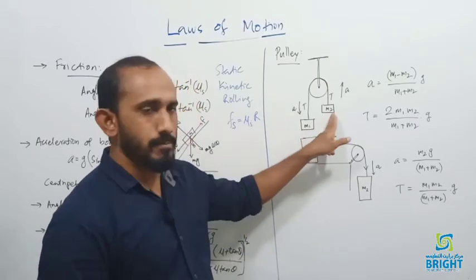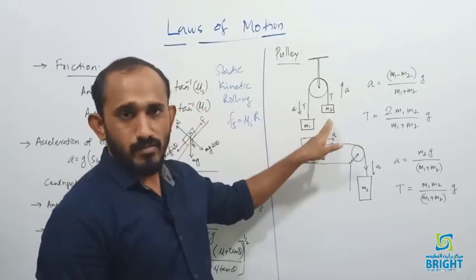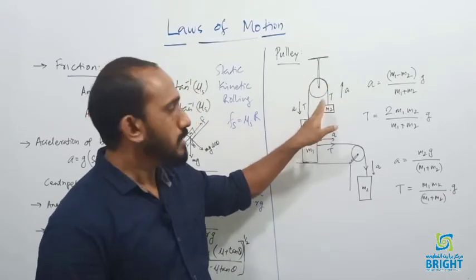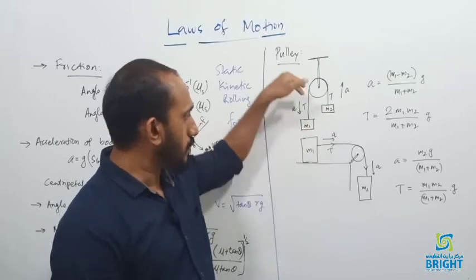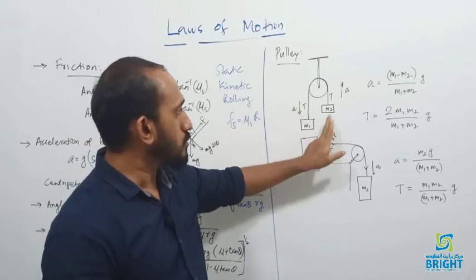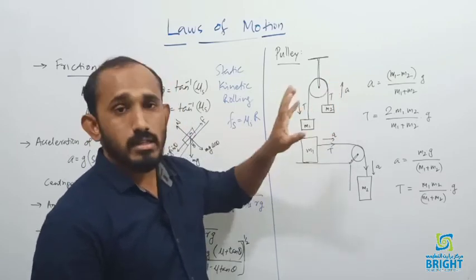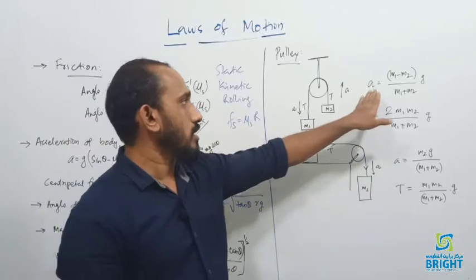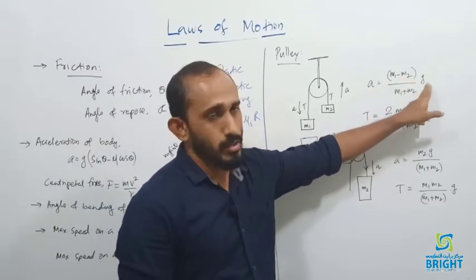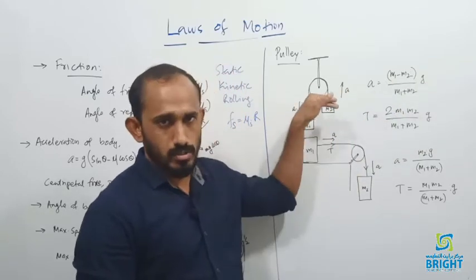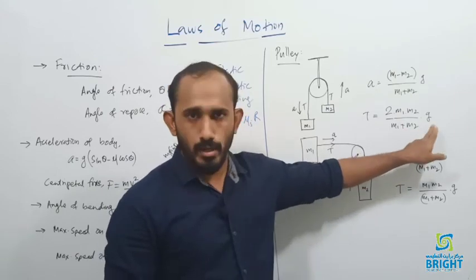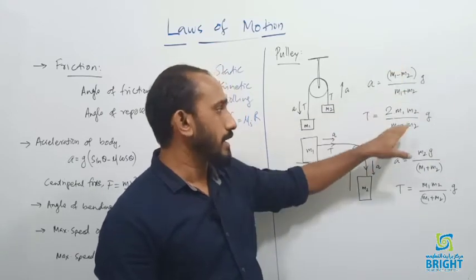Suppose two bodies M1 and M2 are supported with a frictionless, massless thread kept along a pulley like this. Suppose M1 is greater than M2, so M1 will pull down with an acceleration A, with some tension T, and M2 is moving up with an acceleration A. Then the acceleration of these masses will be (M1 minus M2) by (M1 plus M2) into g. This is the acceleration of the body which is moving down. And the tension acting will be 2 M1 M2 by (M1 plus M2) into g. So in vertical cases, these are the ideal results.